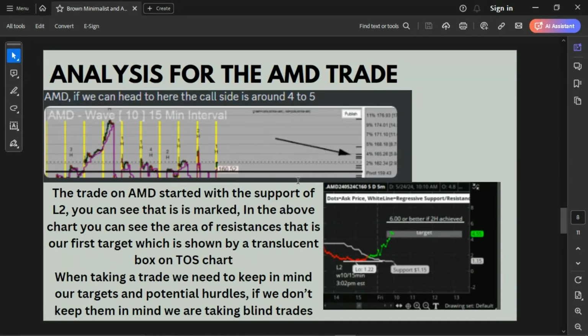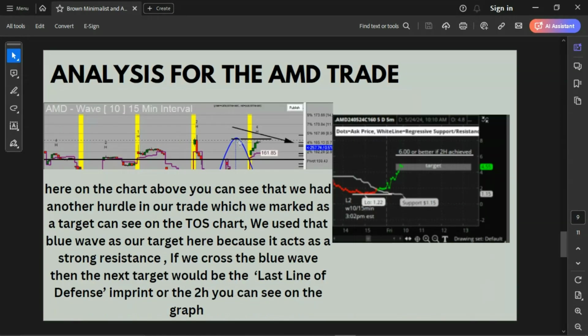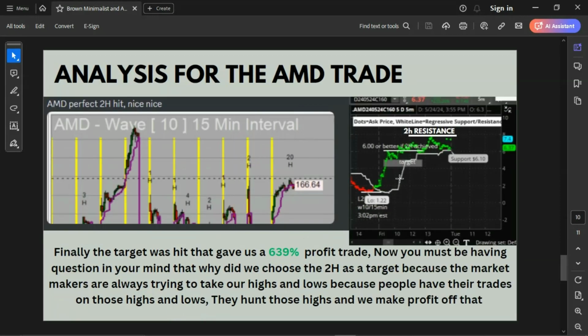I'm going to show you the next resistance, which is this mean wave and this line marked, and also this last line of defense. Now let's say we break that. What will be our next aim or target? Of course, the 2H. Yes, exactly. So we broke that target of 2H, and we saw a really good gain of 639%.